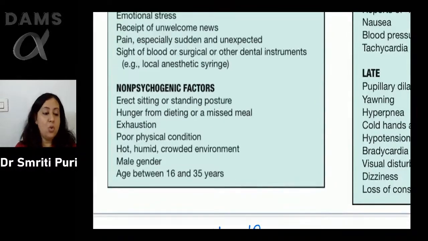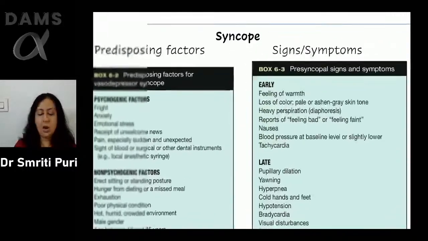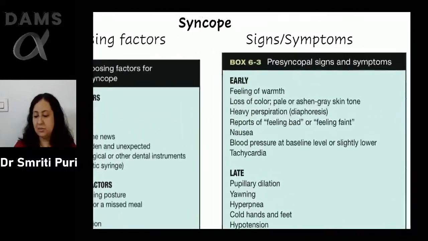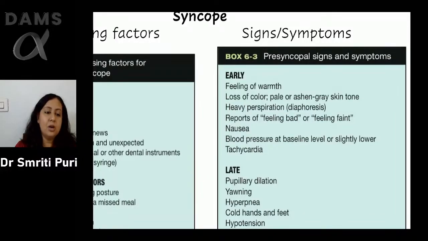Non-psychogenic factors include erect sitting or standing postures, hunger from dieting or a missed meal, exhaustion, poor physical condition, hot, humid, crowded environment, male gender and age between 16 to 35 years. Okay, so these are the predisposing factors for a syncope. Now let's see what are the signs and symptoms. So in syncope we have early signs and symptoms and late signs and symptoms. In early we have feeling of warmth. The patient will suddenly start feeling warm. Loss of color, pale or ashen grey skin tone.